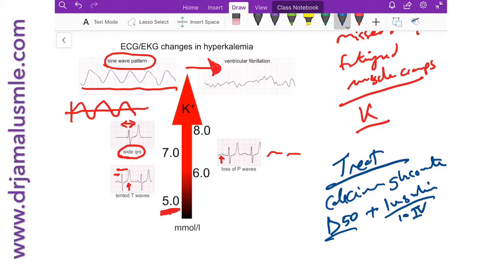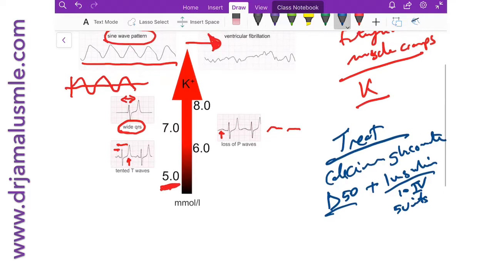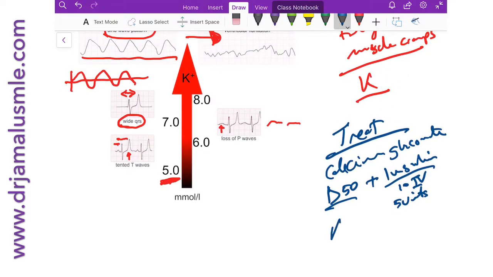Don't give it subcutaneous because it's going to take time, while IV will act rapidly. If a patient has end-stage renal disease, I give them 5 units so that they don't become hypoglycemic. And then you can give the patient Kayexalate. Kayexalate acts by binding to the potassium in the gut, and it will be released in feces.